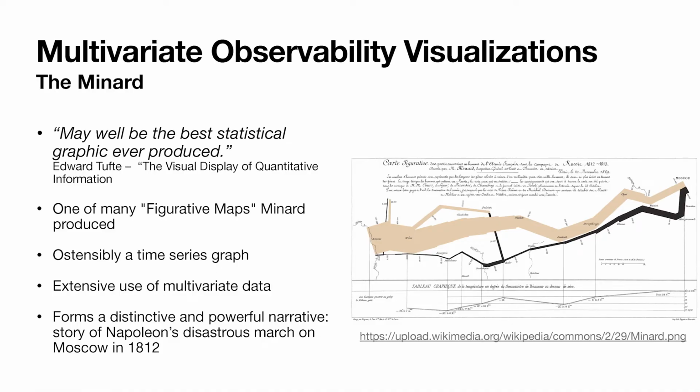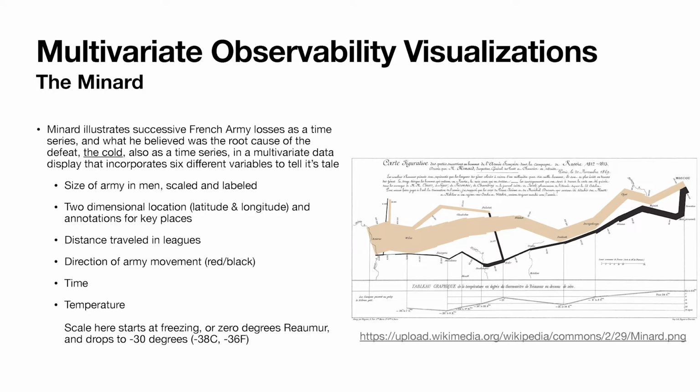Which brings us to probably the best narrative story graph ever. Edward Tufte declared that it may well be the best statistical graphic ever produced, and he has some good reasons for that. It's a chart by Minard, and it's actually one of a set of figurative maps that he produced, but it's his most famous. It's ostensibly also a time series graph, and it also makes use of extensive multivariate data. It forms this powerful narrative of Napoleon's disastrous march on Moscow in 1812 and the loss of his troops.